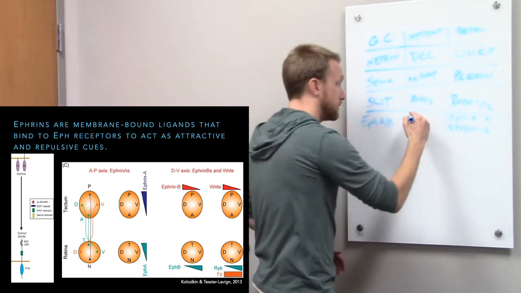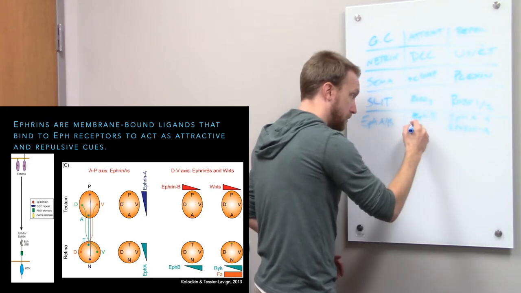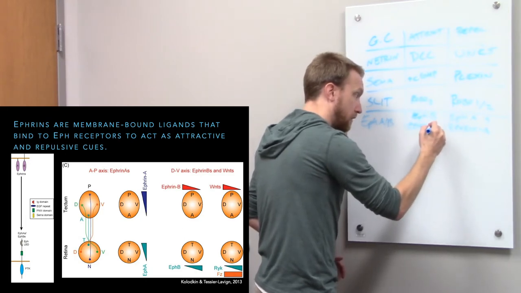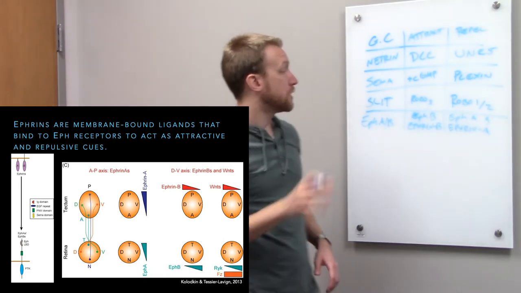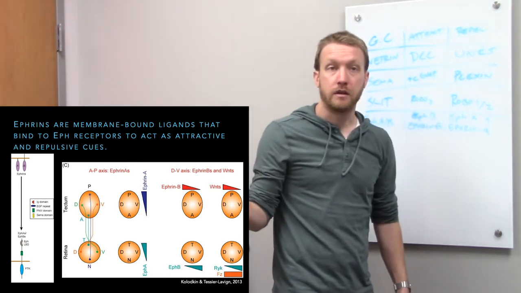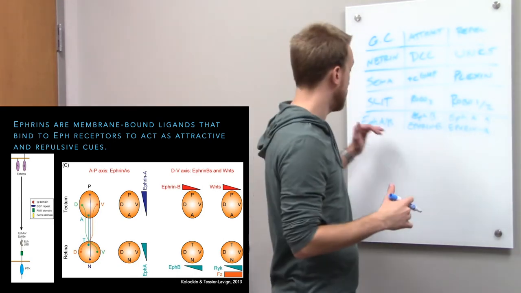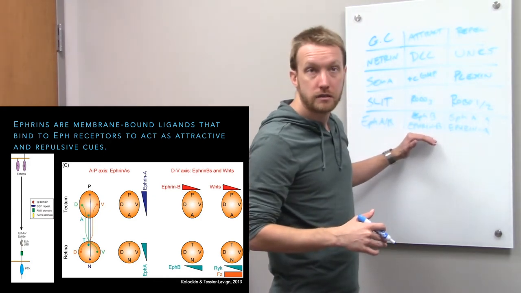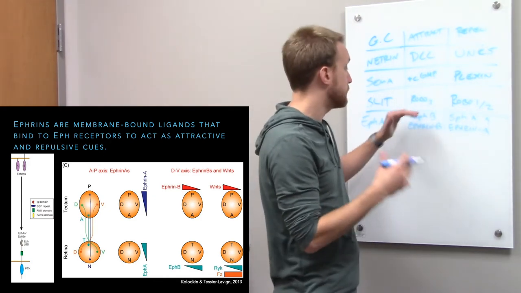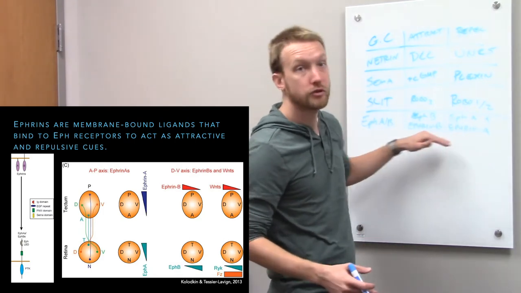The attractive ones would be B and efferent B. So we'll revisit these later whenever we talk about topographic mapping right at the end, but there's going to be different Fs and different efferent ligands. So the efferents will bind to F receptors, and depending on whether it's A or B, that's going to give you repulsion or attraction.